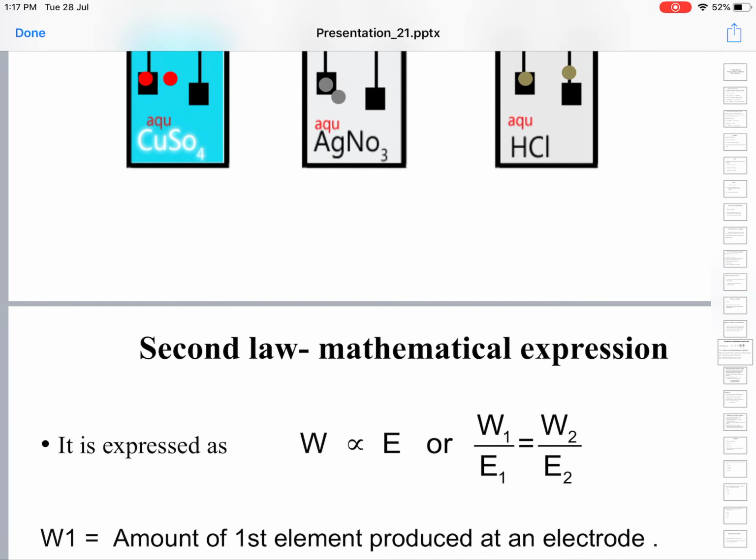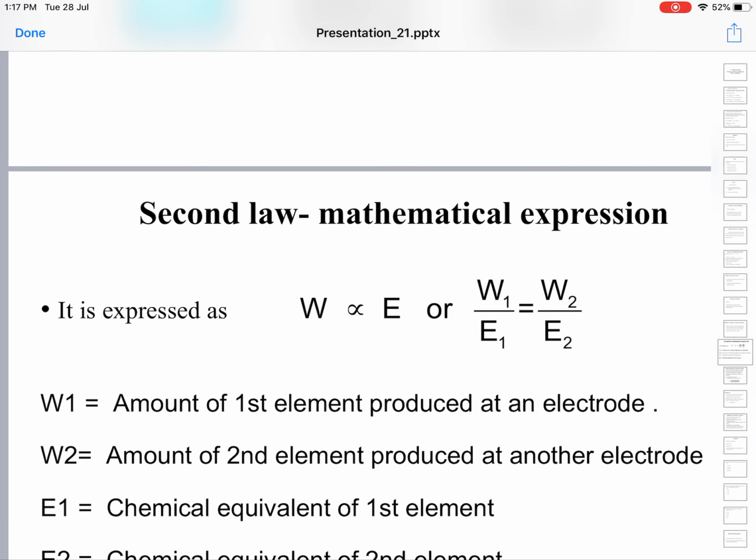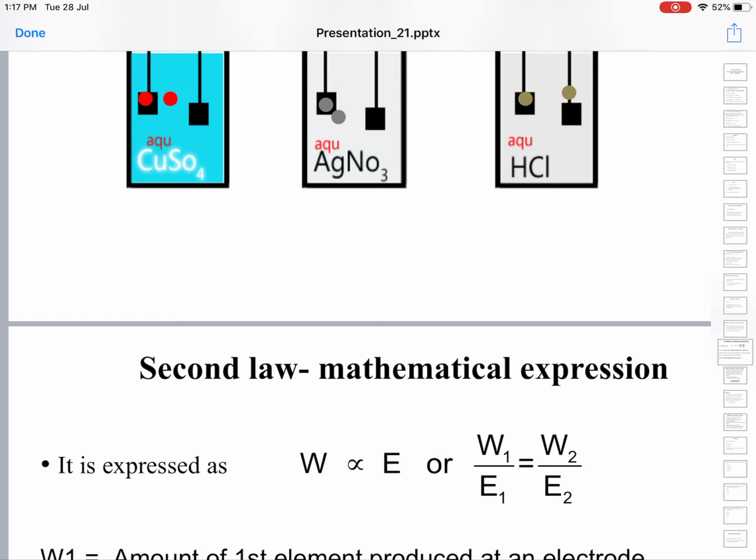This is because they are in the ratio of their chemical equivalents or equivalent weights. 31.75 grams is the equivalent weight of copper. Here the same quantity, 1 Faraday of electricity, is passed, so 31.75 grams of copper is deposited, and 108 grams, which is the chemical equivalent of silver, is deposited. 1 gram of hydrogen, the chemical equivalent of hydrogen, is liberated.